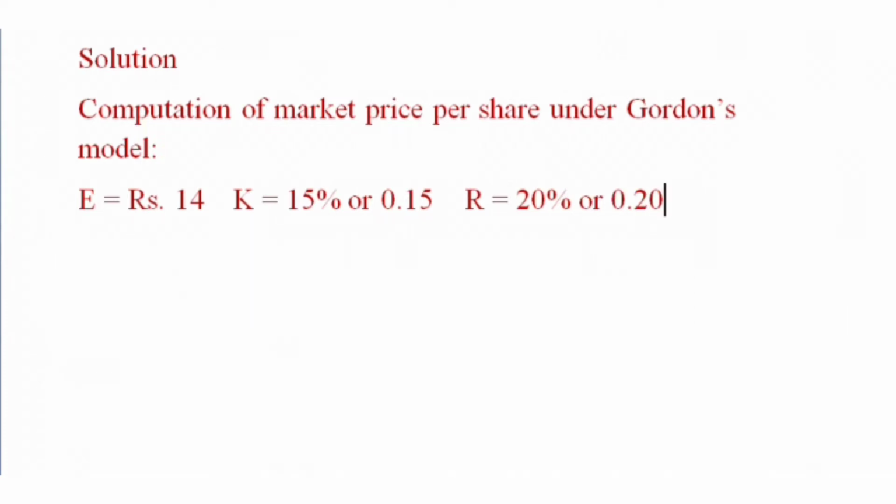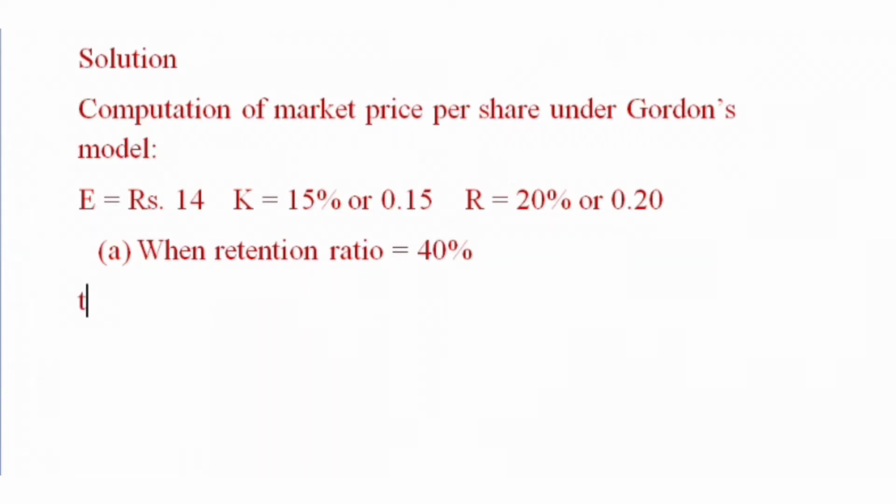Let's see what information is given for calculating the market price per share. E is nothing but earning per share, we call it EPS. Earning per share is rupees 14. Then K is 15 percent. For easy calculation, I am converting it to 0.15, that is 15 divided by 100. K is nothing but the capitalization rate or cost of capital. Then R, the rate of return, is given as 20 percent, which again I am converting to 0.20.